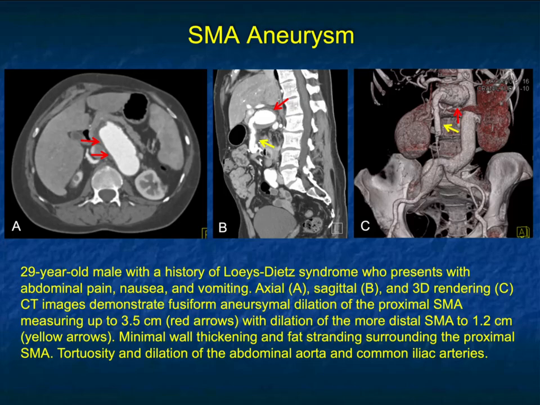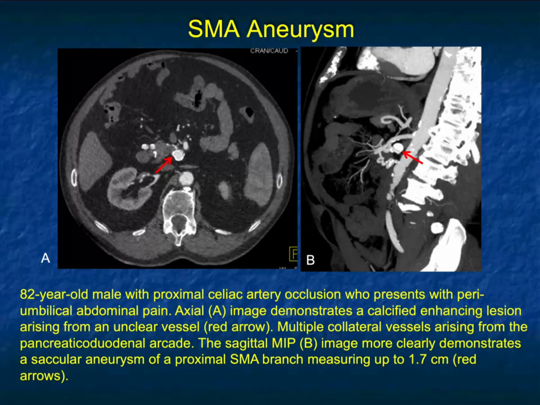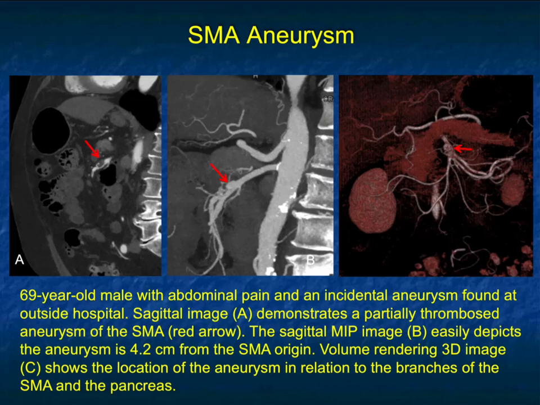So here's an example of an SMA aneurysm, maybe the largest I've ever seen. Look at the size of that aneurysm. This was a patient with Loeys-Dietz syndrome. Here's another patient with branching off the SMA with an SMA aneurysm. Again, it has some calcification. The patient's older. If you look carefully at this patient, you're probably going to see other aneurysms as well.